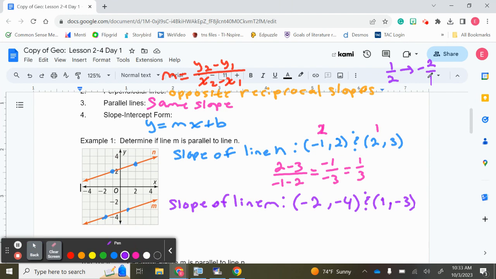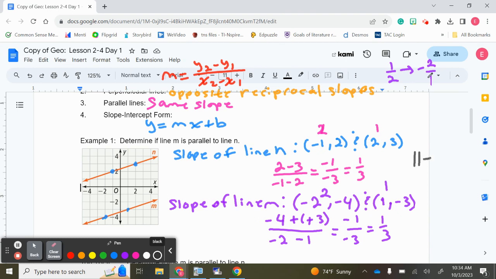Now finding this slope, again, I'm going to label this as my second point, this as my first point. So I'm going to take -4 minus a -3, and I'm going to have a -2 minus a 1. This becomes positive, leaving me with a -1 over a -3, which becomes positive 1/3. So are these lines parallel? Yes or no? Yes, they are. So we have parallel lines, because parallel lines have the same slope.